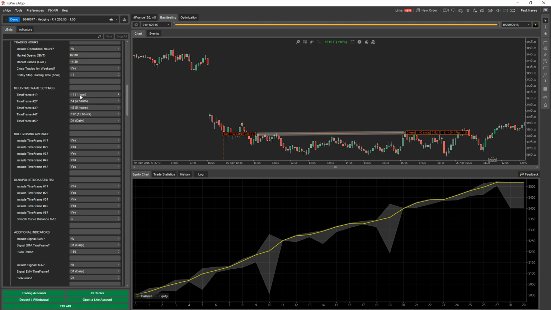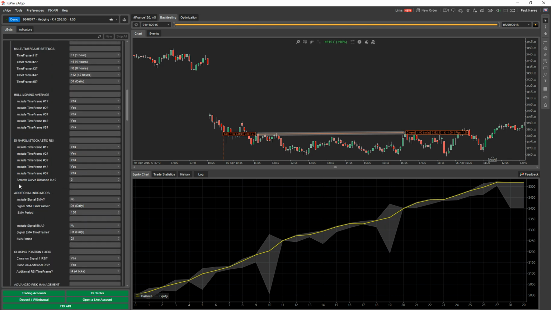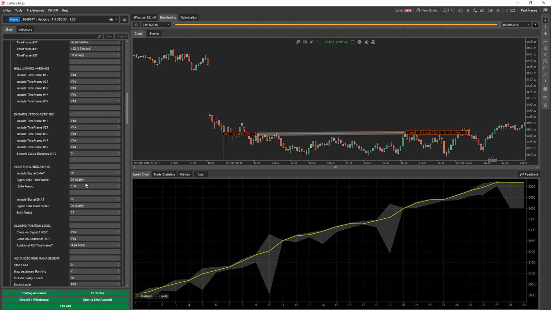only when the 1 hour stochastic RSI and the 1 hour Hull moving average are bullish, open a position. But if I did that, you'll notice there's massive drawdowns and massive spikes. You don't get as many trades, the profit isn't as high, but it's lower risk. Smooth curve distance, I'll go through that later. That's very, very important. This actually reduces your drawdown massively. I think I've got an example somewhere I'll show you.